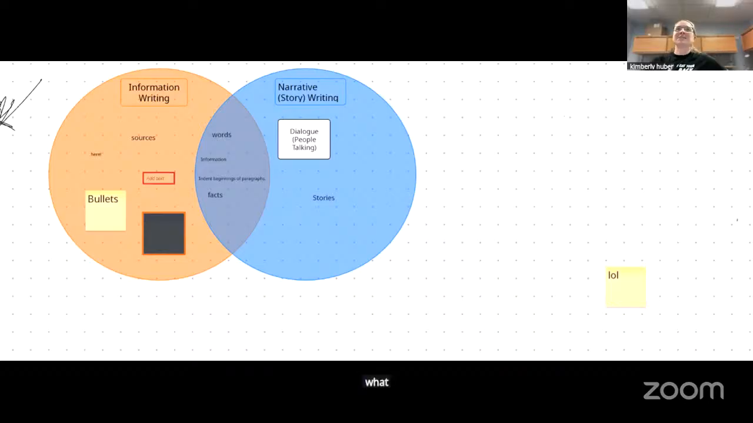What else? What else? Sometimes headings. Ooh, both of them are gonna have like chapters. What else? What else? Ooh, I love that, paragraphs.